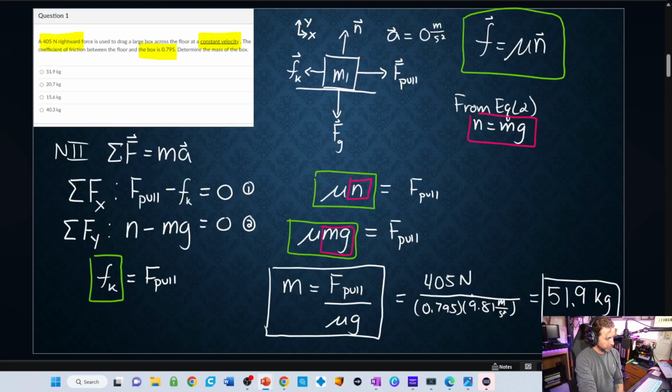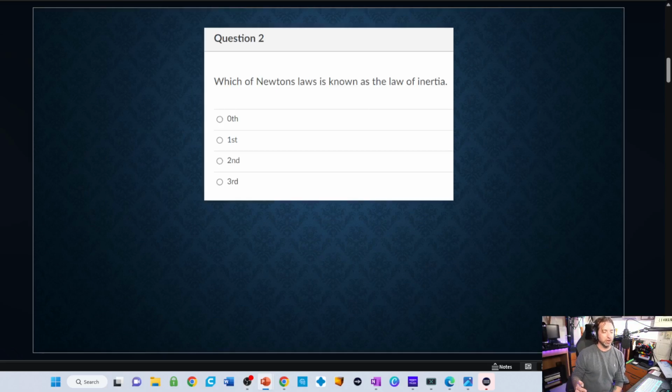Okay, so that's question number 1. Question number 2, which of Newton's laws is known as the law of inertia? Well, that one is easy. That is Newton's first law of motion. Remember, an object at rest will remain at rest until acted upon by a net outside force. An object in motion will remain in motion until acted upon by a net outside force. So that is Newton's first law, which he took from Galileo. Galileo died, but Newton also had a better publicist. So, yes, Newton's first law is the law of inertia.